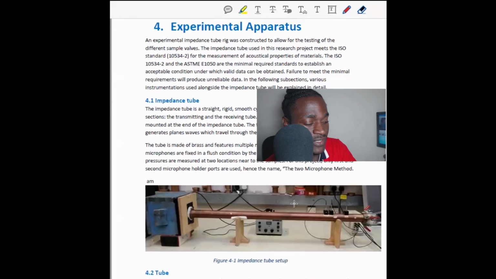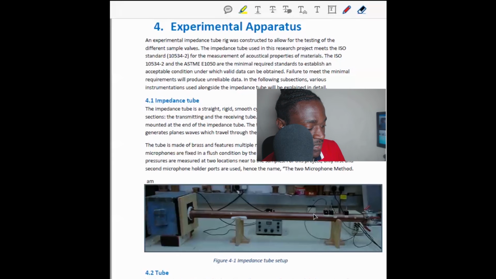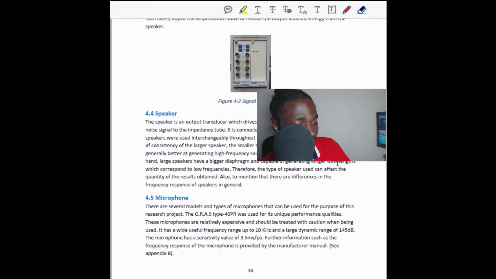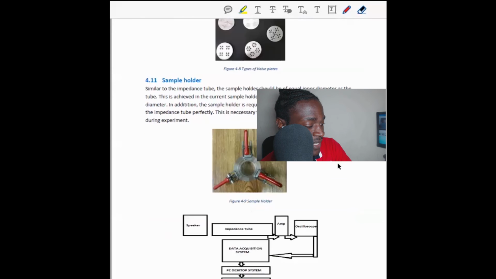The experimental apparatus is essentially, so this is my experimental apparatus, the impedance tube. Everything I did pretty much could be summed up in this image here. But what I went about doing is I explained what the speaker is, what this guy is, the microphones here, the sample holders at the back, what all those mean, and what the heck they are doing in this research project, right? So that's how you explain that.